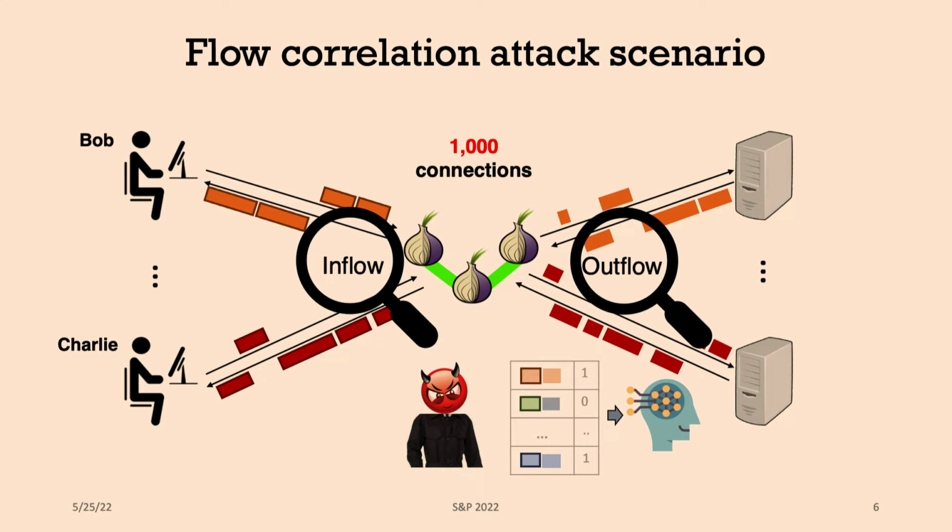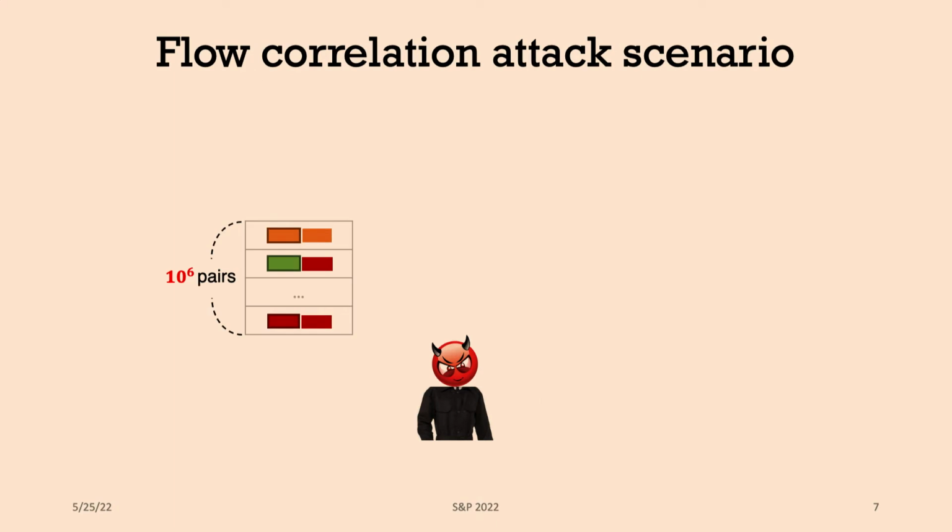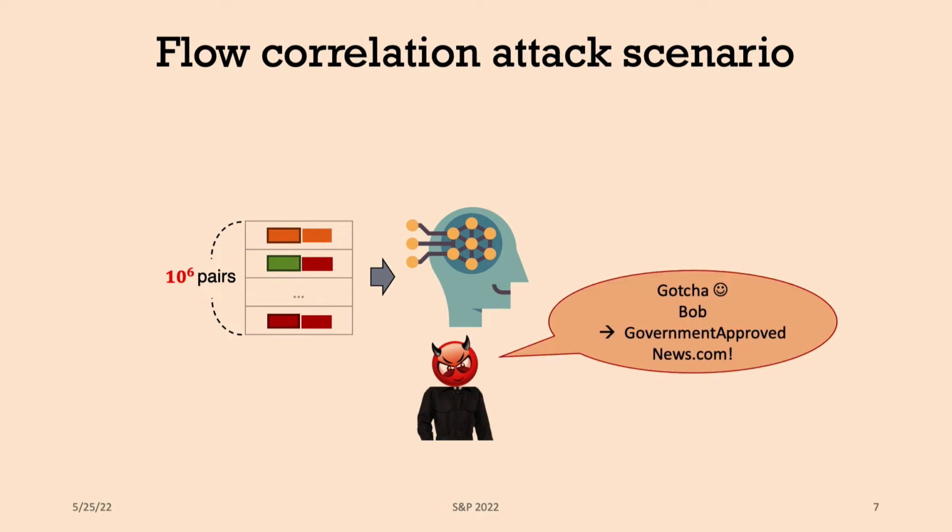So now his model is ready. He monitors both ends of the Tor connections, let's say 1,000 connections, which include Bob's connection. Using these 1,000 connections, he creates the pairwise combination features of inflow and outflow. In total, he has 10 to the 6 flow pairs and feeds them to the model. The model returns 1 if they are correlated and 0 otherwise. In this way, he can answer his question, which exposes that Bob visited some specific website, which exposes his political leaning, which is really bad.